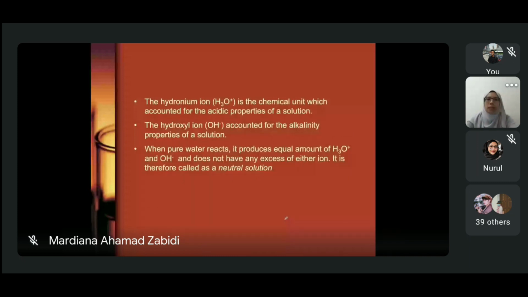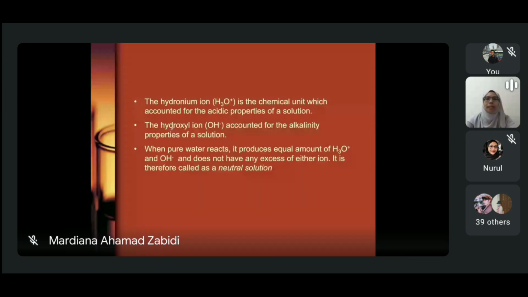So hydronium ion is the chemical unit which accounts for the acidic properties of a solution. For example, when you put in orange juice. Orange juice, the name is juice. Juice means there is a solution, water, acidic. So that particular H contributes towards the acidic part. So the pH is more acidic.